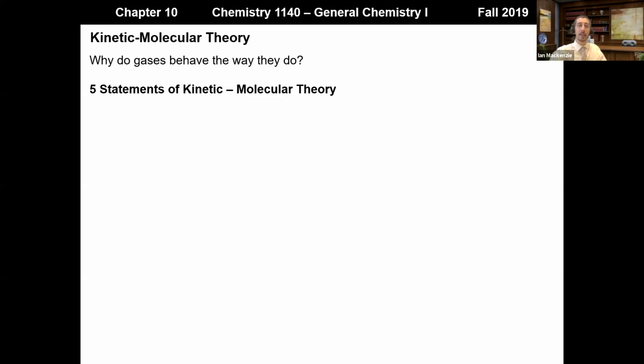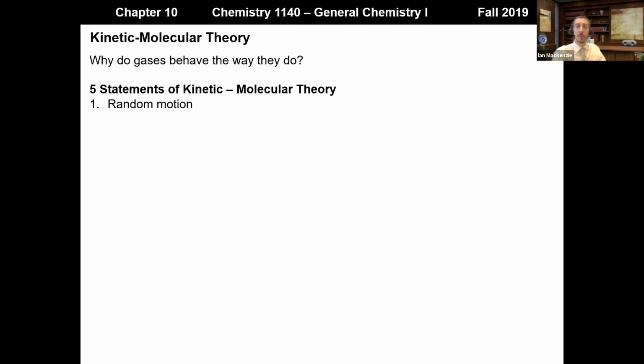Now we come to a topic that is frequently confusing, but is designed to help explain why gases behave the way they do. It takes all of our observations, puts them into kind of a compact description, which is known as kinetic molecular theory. Some of these will be familiar, but let me briefly go through kinetic molecular theory. Its purpose is to describe why gases behave the way they do.